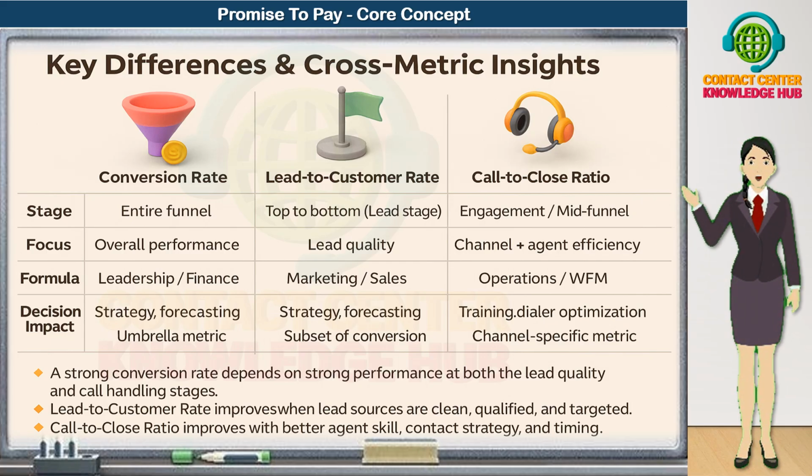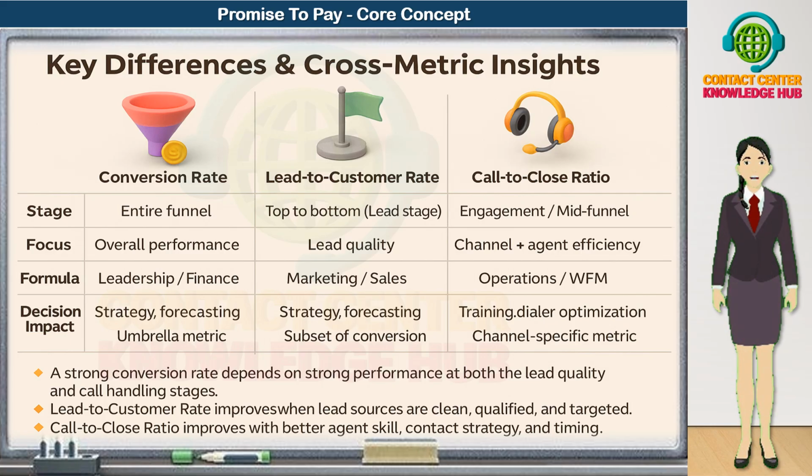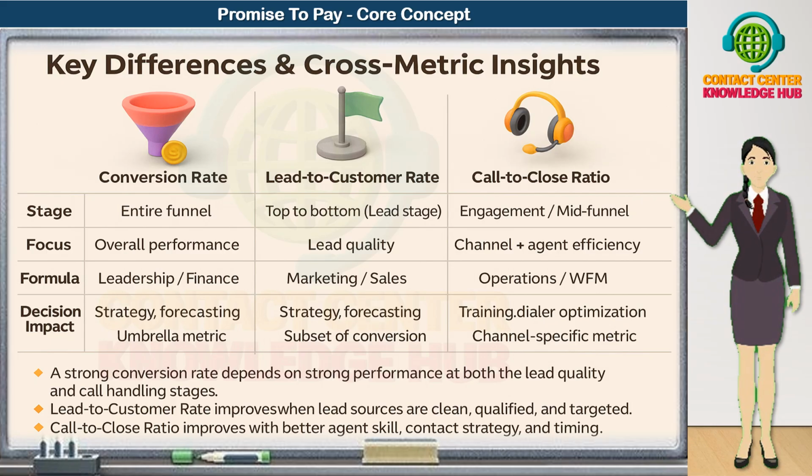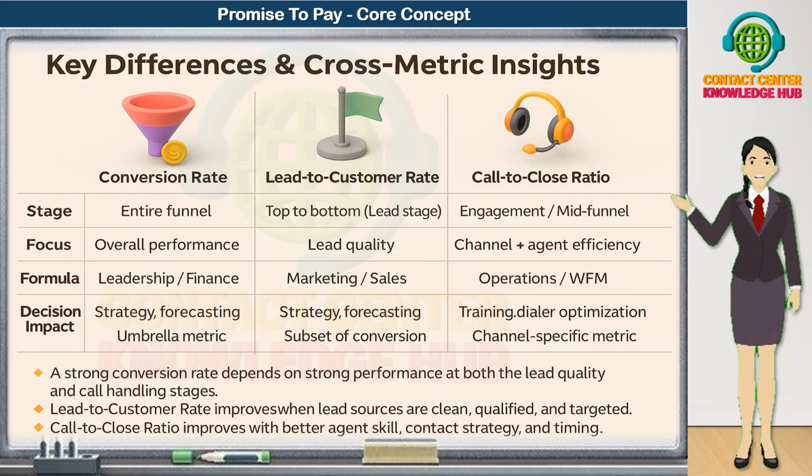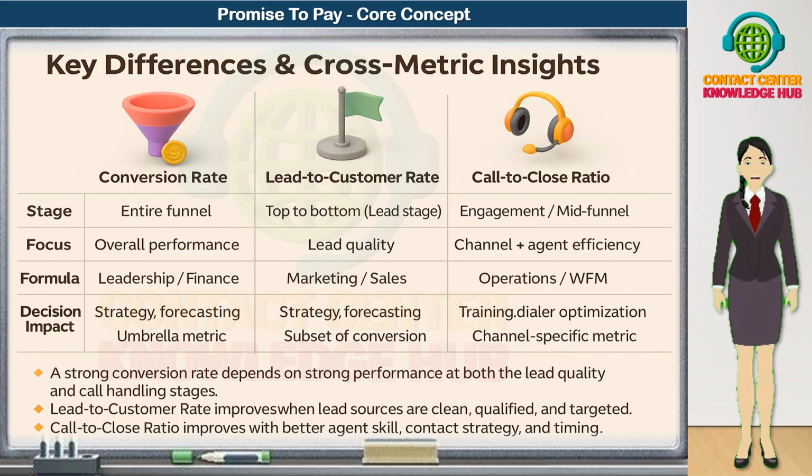Call-to-close ratio sits at the engagement or mid-funnel stage. Its focus is on channel and agent efficiency, how well conversations and outbound contacts are being turned into actual closes. This is typically used by operations and workforce management teams to optimize training, dialer strategies, and follow-up cadence. It's a channel-specific metric, telling you how effective the execution is.